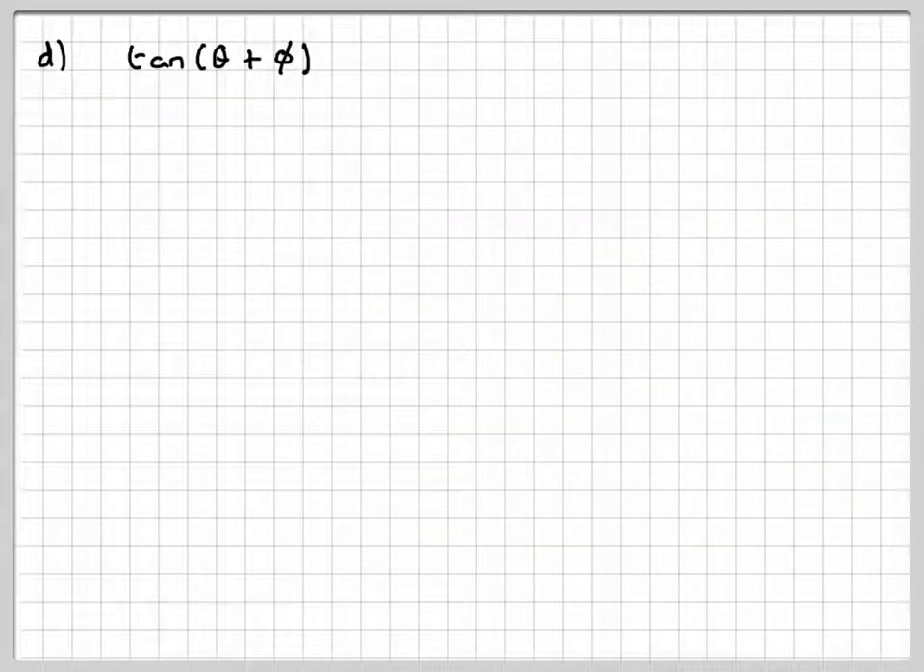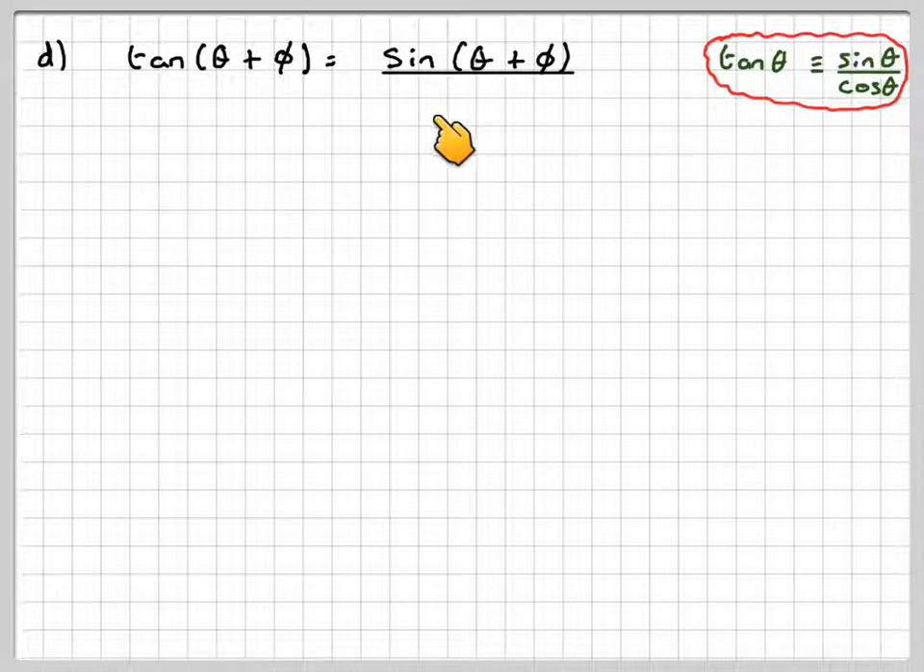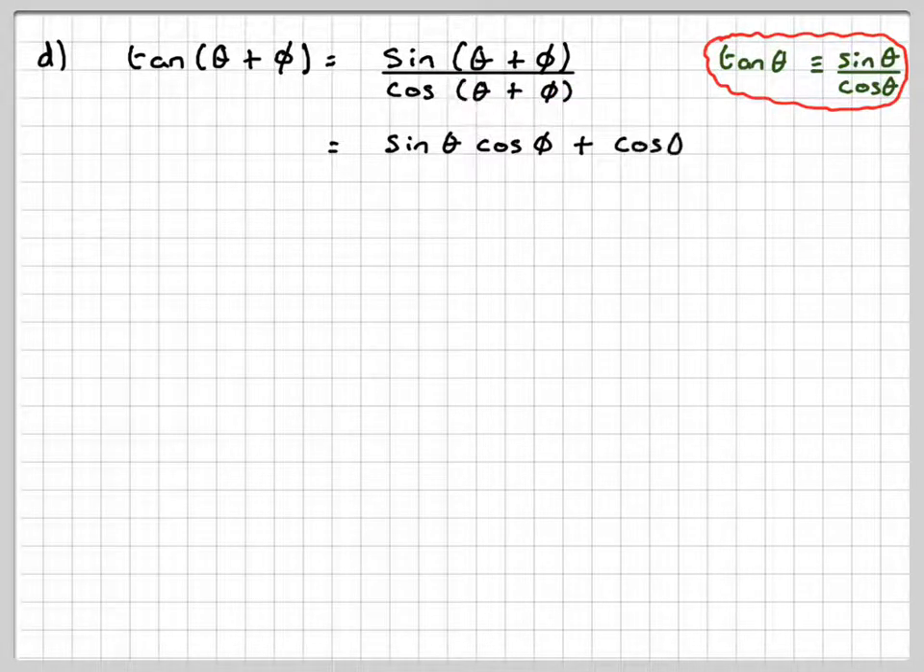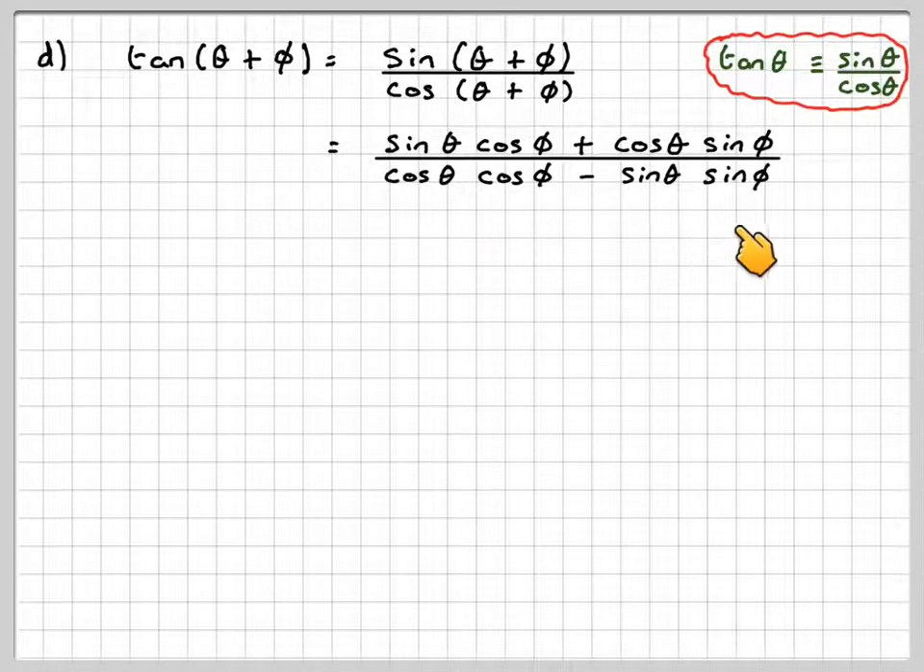Now for tan, we have to use the idea that tan theta is equivalent to sine theta over cos theta. So tan of theta plus phi will be sine of theta plus phi over cos of theta plus phi. Using the expansion for sine of theta plus phi, we get sine theta cos phi plus cos theta sine phi, and for cos of theta plus phi, we get cos theta cos phi minus sine theta sine phi. And now we do a little trick.